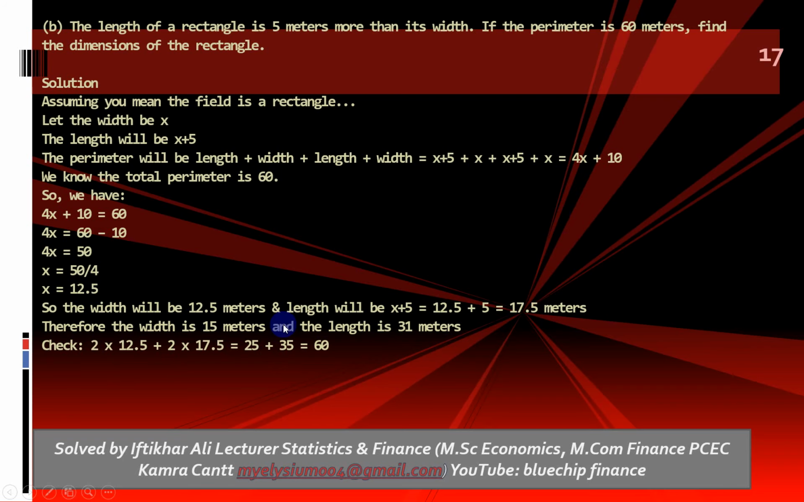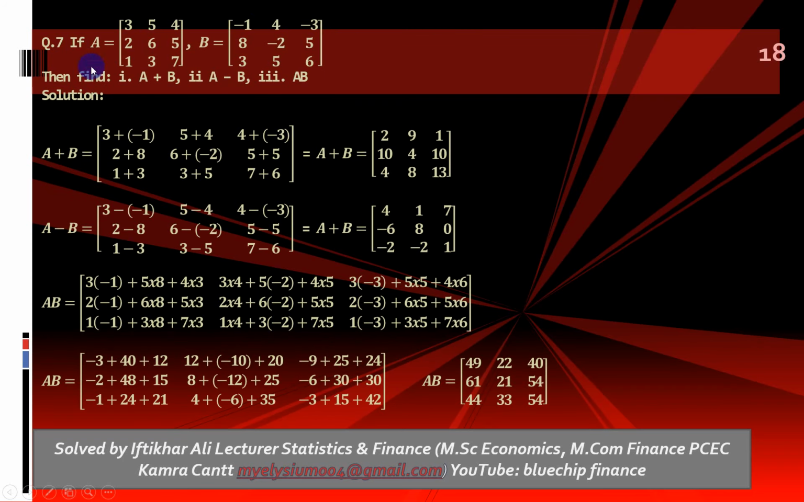Question number 7. If matrix A is 3, 5, 4, 2, 6, 5, 1, 3, 7 and matrix B is 1, minus 1, 4, minus 3, 8, minus 2, 5, 3, 5, 6, then find A plus B, second A minus B, and third AB. In the calculation of addition, just simply add up the same elements: first element of A plus first element of B matrix, second element of A matrix plus second element of B matrix, as given here.